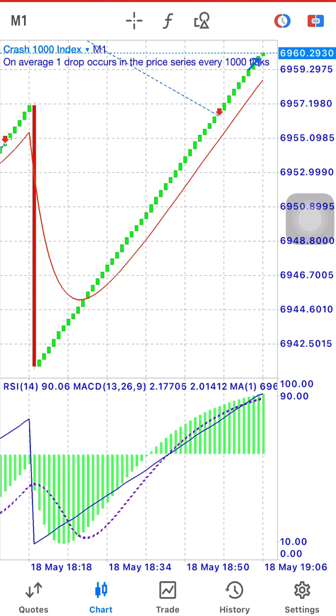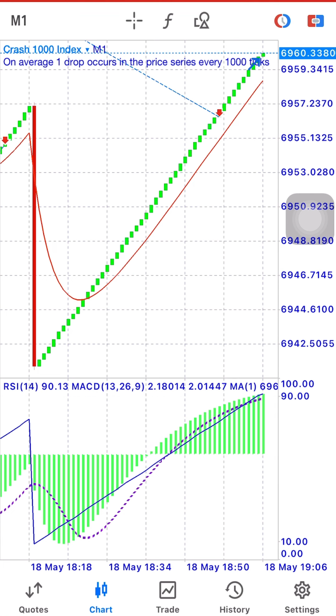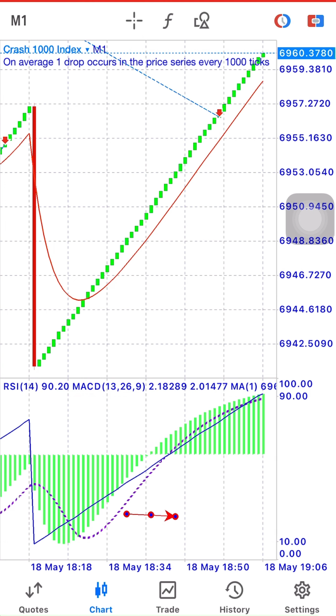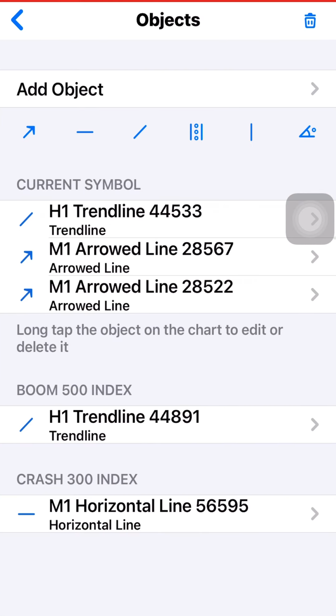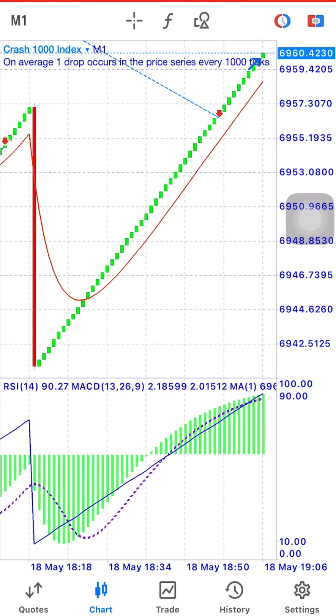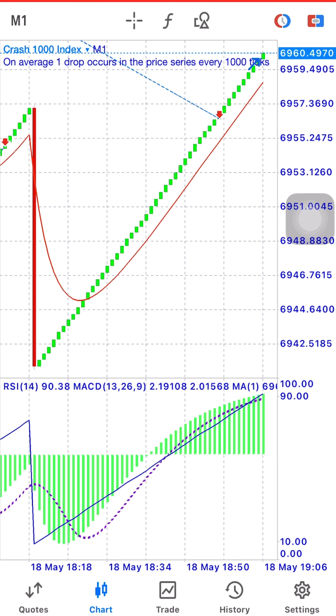So we said if a spike occurs like this, and if a spike occurs like this, and if a spike occurs like this, and this blue line down here touches down here, and you look at this level 10 and it is on the level 10, it means you can enter the market.